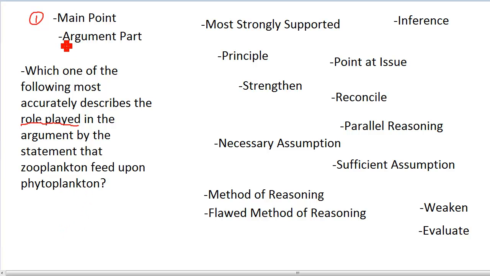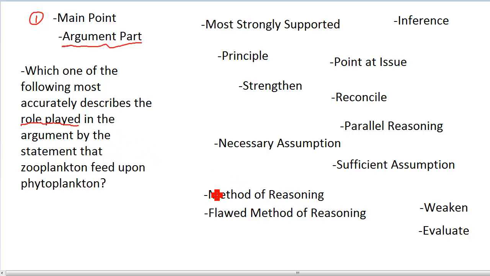So this is why it's not as superficial as the main point question. This one is a little bit harder, but it's not quite the same as the method or reasoning question either, because a method or reasoning question makes you focus on the entire argument. You basically need to describe the role played in the argument by every sentence in the argument.